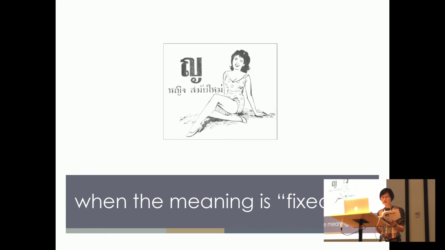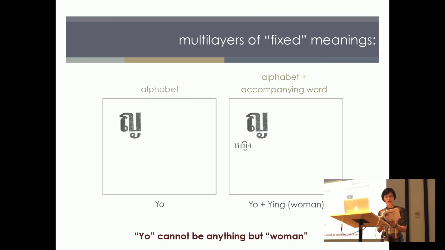Simultaneously, with or without the intention of the author, they had been starting the process of meaning making, or signification. In the case of the alphabet "yor", when the alphabet was paired with its accompanying word "ying", it fixed the meaning, and "yor" cannot be anything but woman. After that, another layer was added.